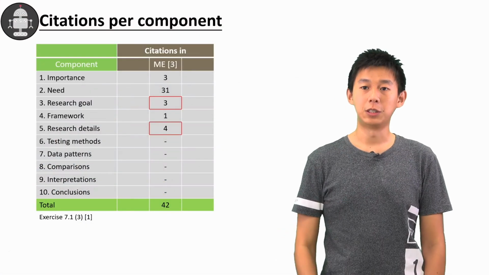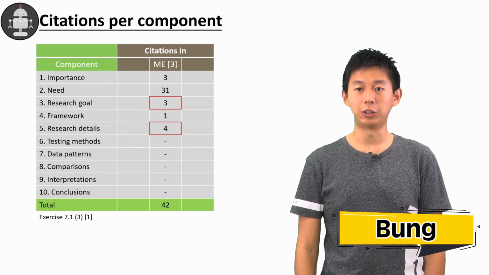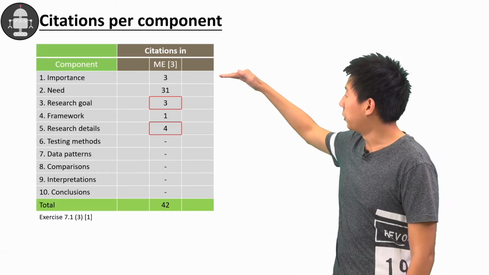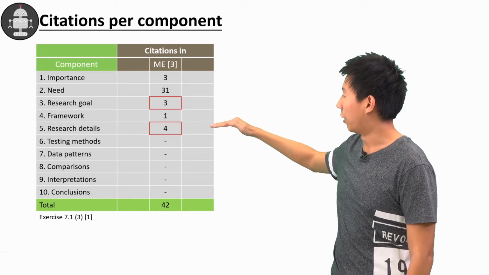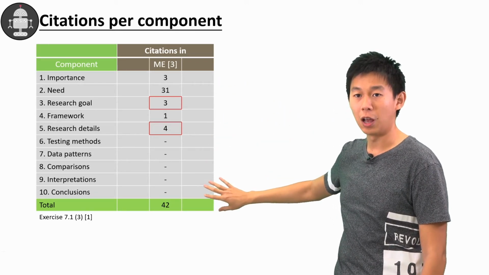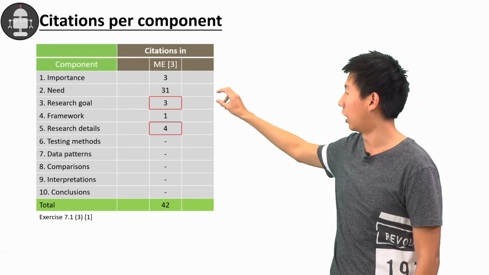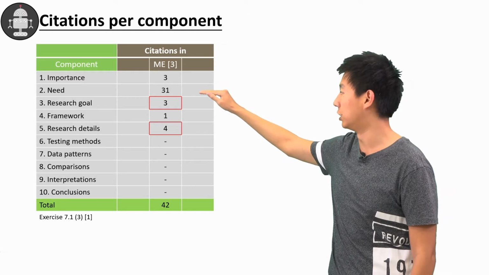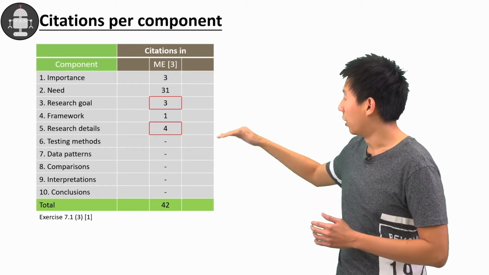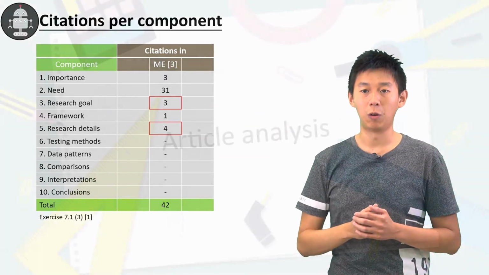This table summarizes the number of citations in each component for my mechanical engineering articles, and as we expect, there are a few citations in importance and framework, and no citation in the testing division and conclusion division. However, we have a lot of citations, around 30-something, 31 citations in the need, and contrary to our expectation, we have a few citations in research goal and research detail.